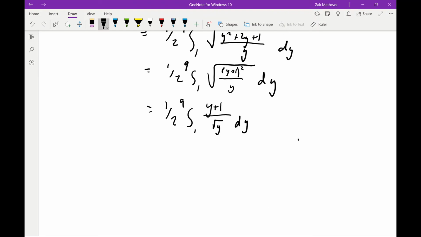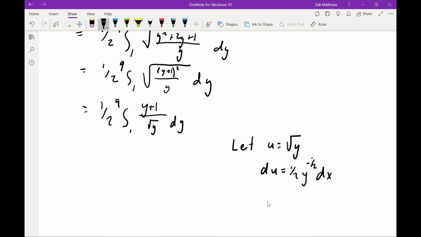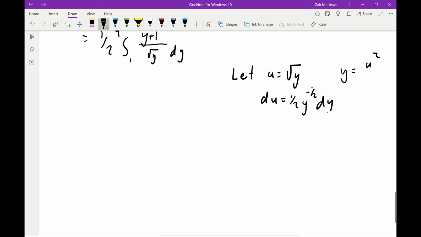So let's let u equal the square root of y. That means du is equal to 1/2 y to the negative 1/2 dy. And in case we need it later on, I'm going to go ahead and solve for both my y and my dy. So y would be equal to u squared, and then dy would be equal to 2y to the 1/2 du.